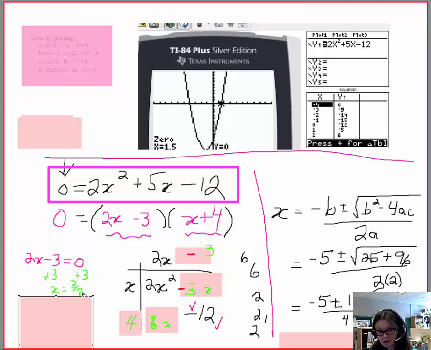Add 3, divide by 2. The next one is x plus 4 has to equal 0. I subtract 4 from both sides and I get x is negative 4. So I have the same answer, although this one's a fraction and this one's a decimal that I have here. I have the same answers that I got graphically. There are all my answers there.